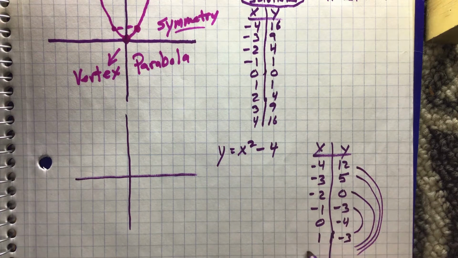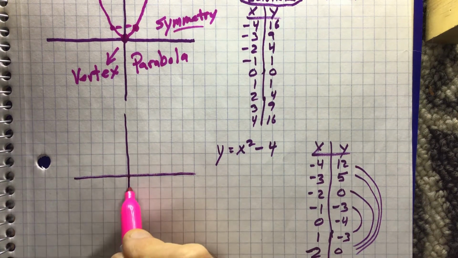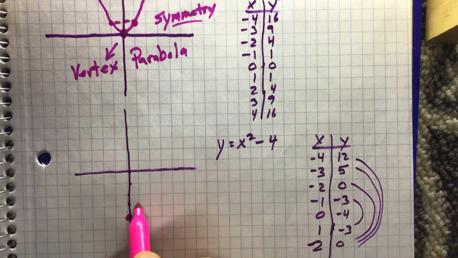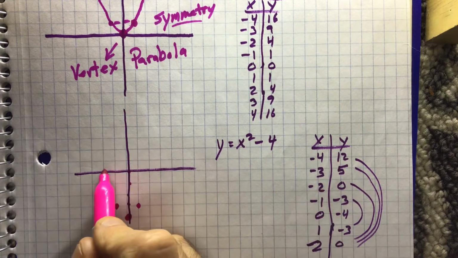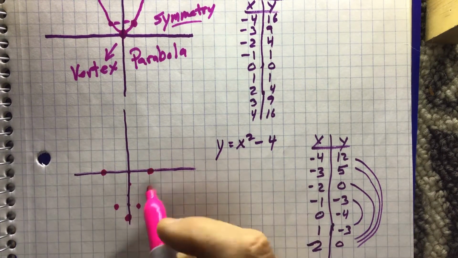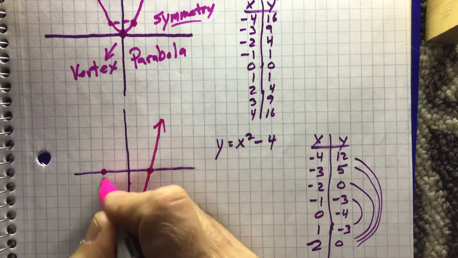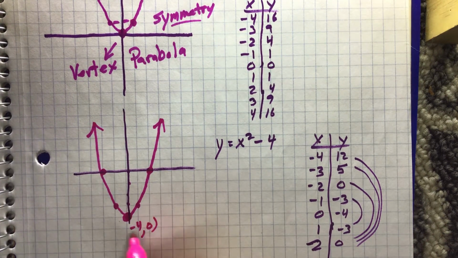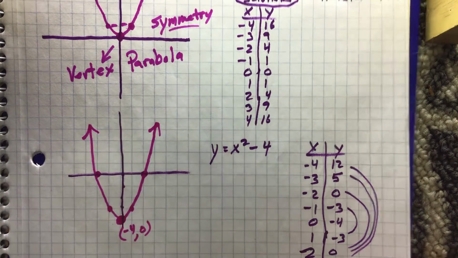So if I plug in +2, I should get 0. So the solutions look like this: 0, -4, 1, -3, or -1, -3, -2, 0, +2, 0. So we have that symmetry going like this. This is my vertex at 0, -4. Symmetrical on both sides. Same shape as the original function.